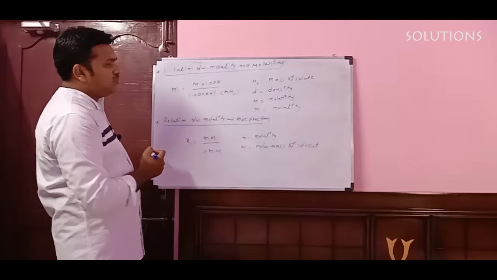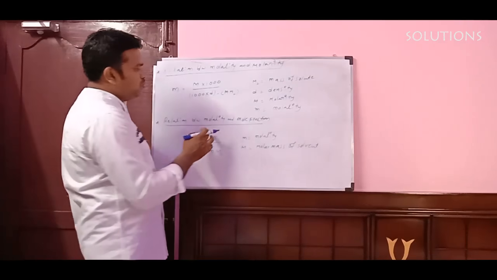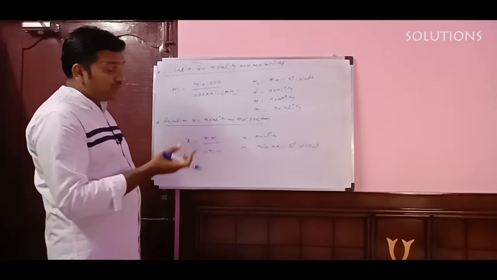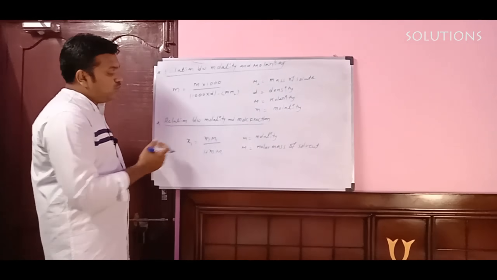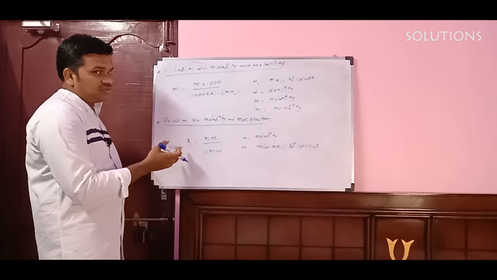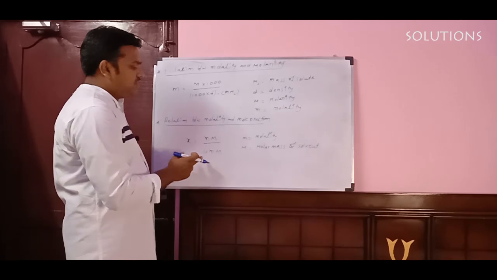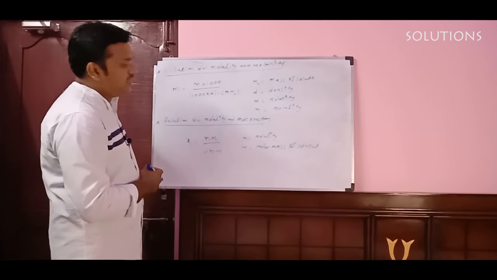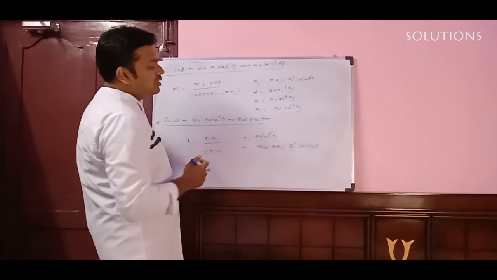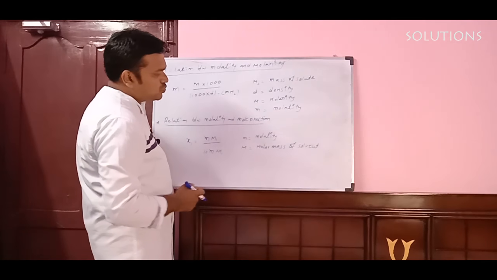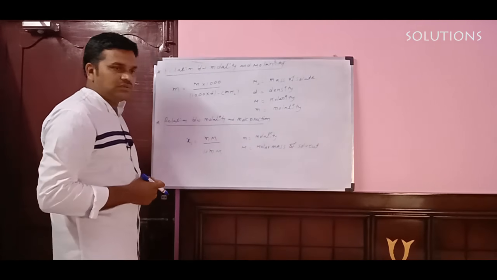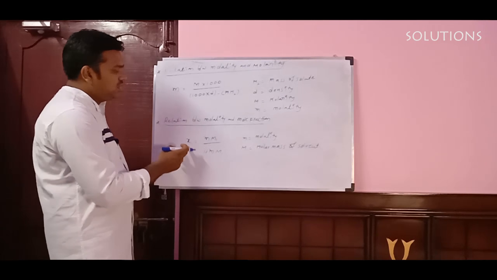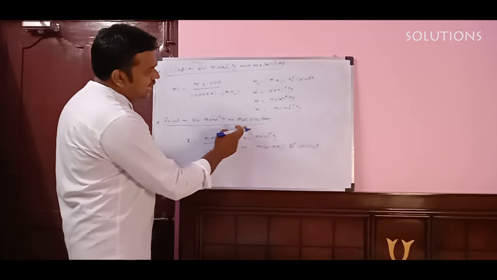The next formula is the relation between molality and mole fraction. If the molality is given and they are asking for the mole fraction, we can use this formula. Mole fraction is denoted by x. So x1 is equal to small m into M1 by 1 plus small m into M1. Small m is molality and capital M1 is the molar mass of the solvent. So we can find the relation between molality and mole fraction.